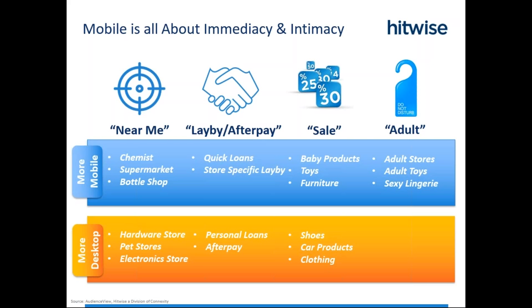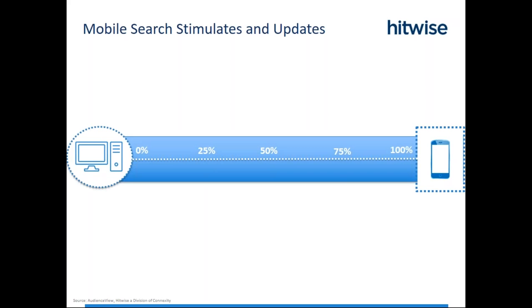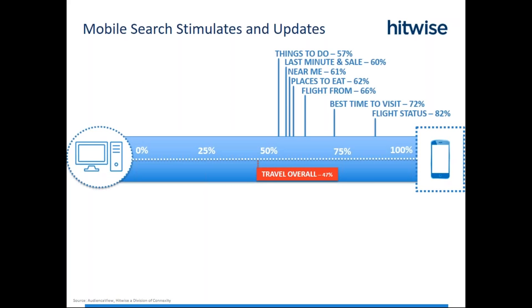Then we go into travel search. So mobile search stimulates and updates. For anyone that's planning a holiday, I don't know if you do this, but I'll jump on my mobile and go to Google Images and type in the destination and sit there and dream about it. Same kind of thing here. So travel overall is at 47%. However, when you look at what they're actually looking for on their mobile phones: flight status, best time to visit, flight from, places to eat, near me comes up again, last minute and sale, and also things to do.